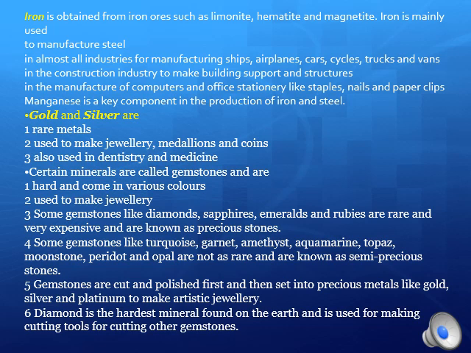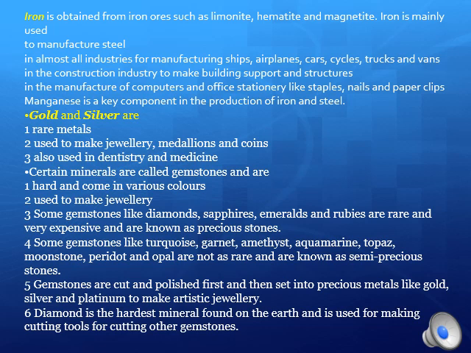Some gemstones like turquoise, garnet, amethyst, aquamarine, topaz, and moonstone are very rare and semi-precious stones. Gemstones are cut and polished first, then set into a precious metal like gold, silver, and platinum in order to make artistic jewelry.